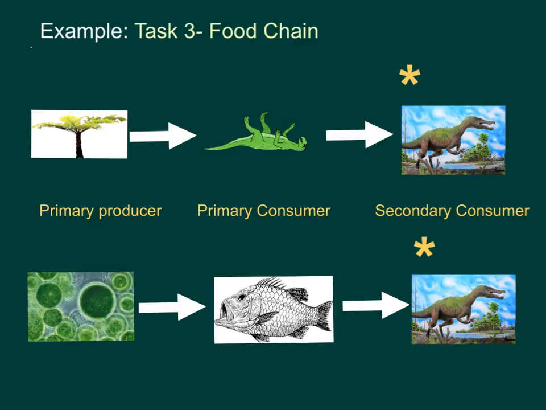Now, the third task we're going to ask you to do is to create a simple food chain. And our expectations are relatively modest because we understand that unlike an owl, you can't go back to the Cretaceous period and instantly know all of the complex interactions that were going on. But we do expect you to be able to identify a primary producer.